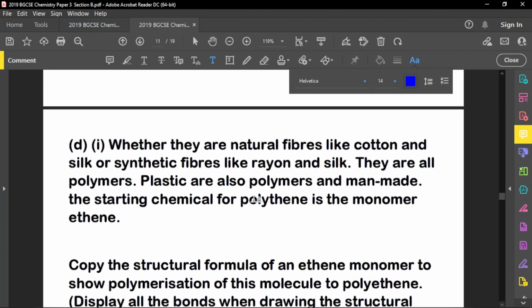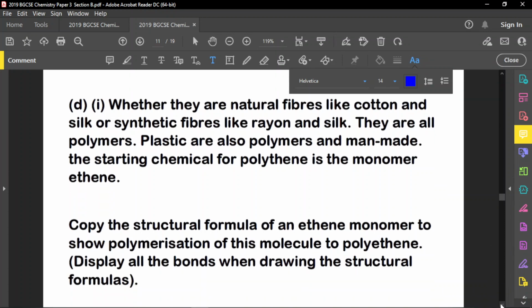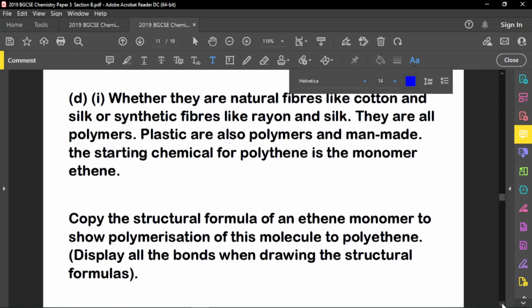Part D1 asks whether they are natural fibers like cotton and silk or synthetic fibers like rayon and nylon. They are all polymers. Plastics are also polymers and man-made. The starting chemical for polythene is the monomer ethene. Copy the structural formula of an ethene monomer to show the polymerization of this molecule to polyethylene. Display all bonds when drawing the structural formula. So I need to show you all the bonds here. So what I'm going to show you is this.